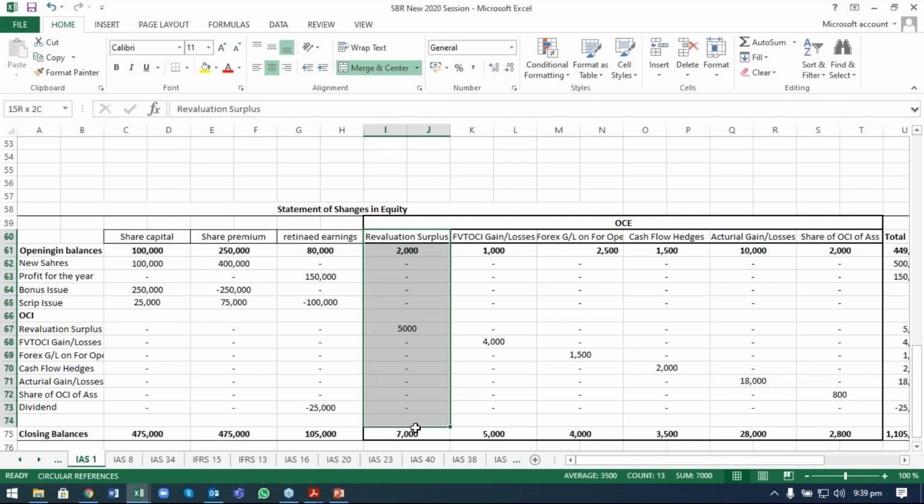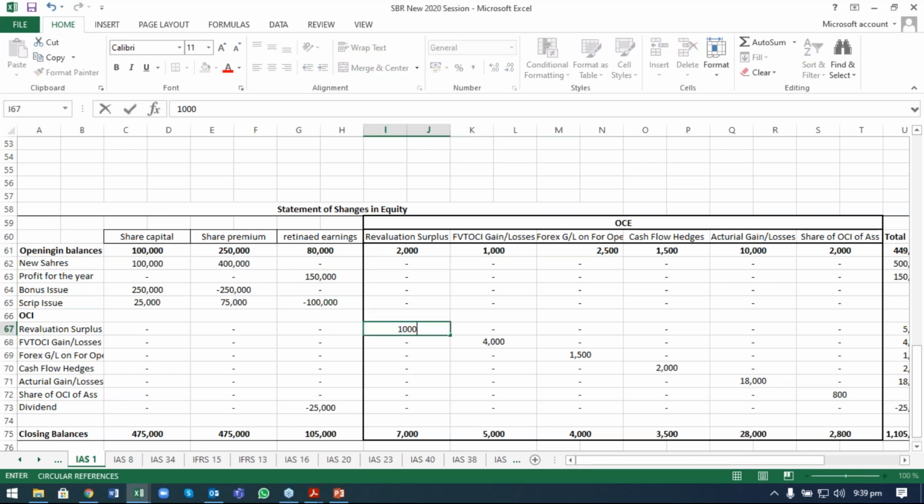These foreign exchange gain losses should not be recycled. Non-recycling means if there is any gain that is realized, then this gain should be moved directly from this revaluation surplus to the retained earnings. Suppose I'm just mentioning here revaluation surplus. I'm removing 1000 from here, sorry, it's minus 1000 from here. I'm going to add 1000 here to retained earnings. This means non-recycling. This data will never appear within the income statement.